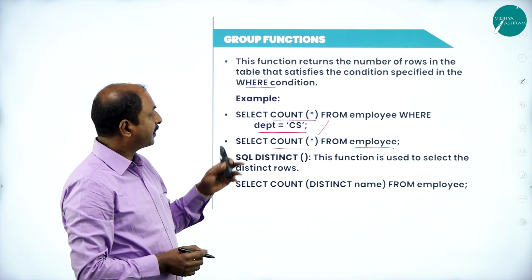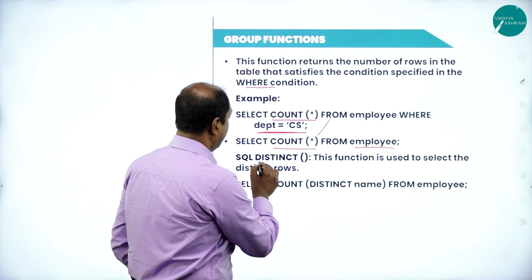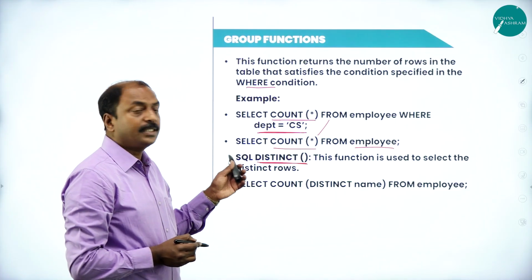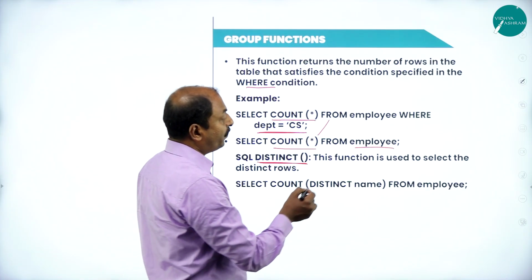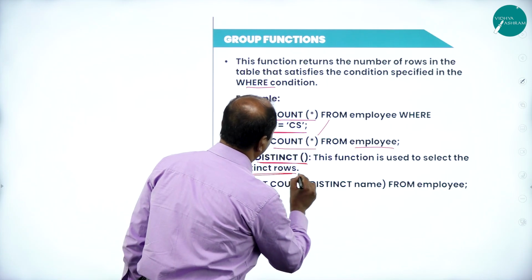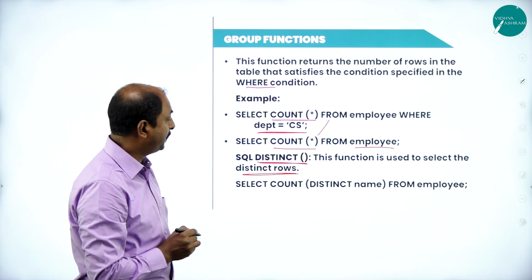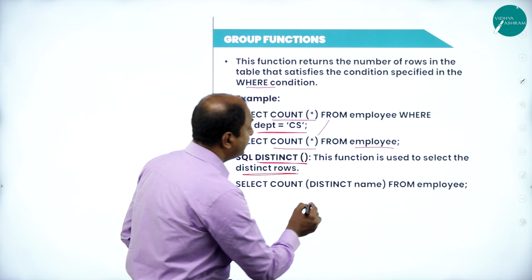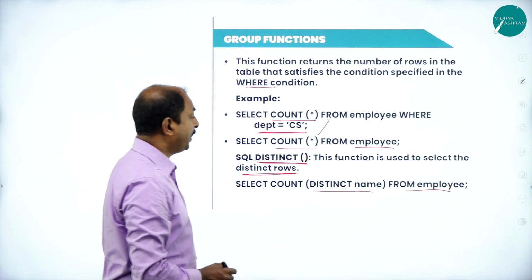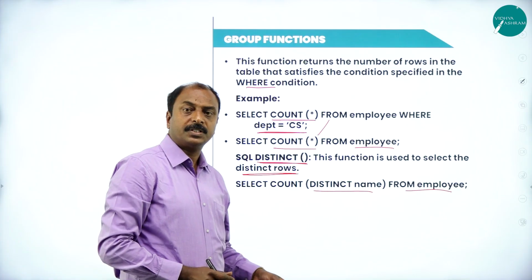Another function is the distinct function. So what is this distinct function? This function is used to select the distinct rows, meaning the unique rows in a table. For example, select count distinct name from employee. So it is going to display the unique records in a table.